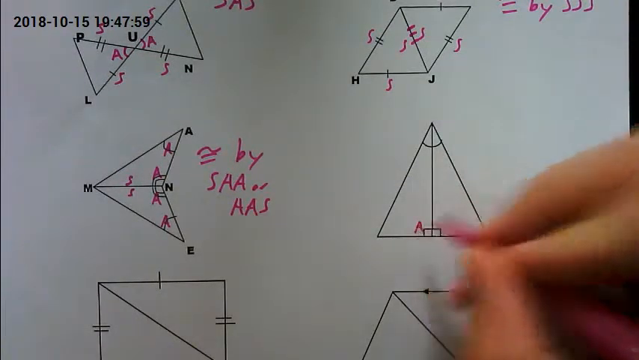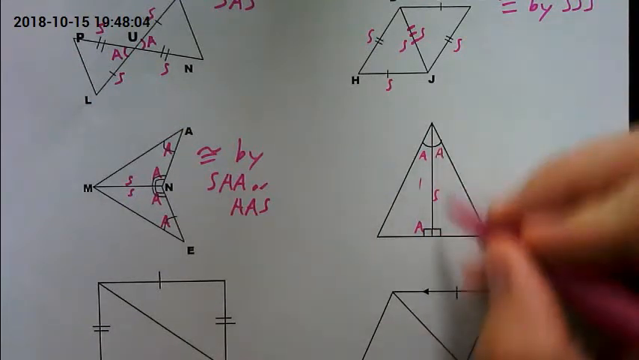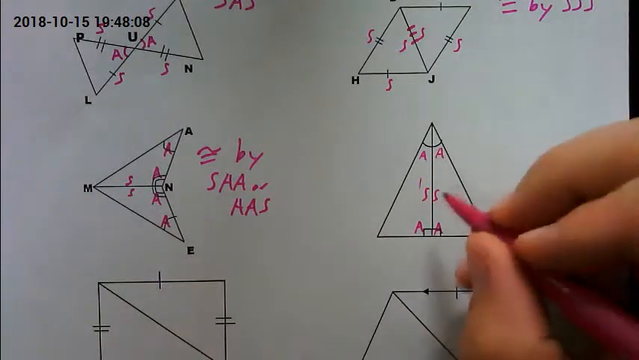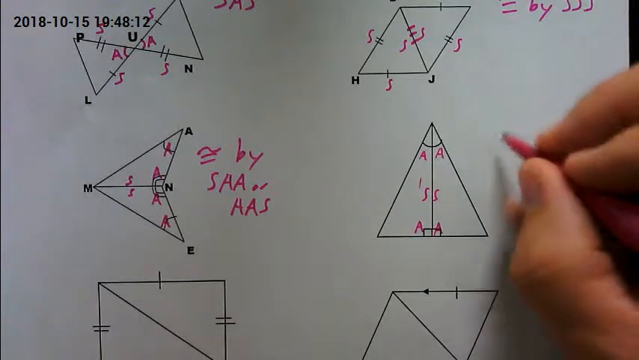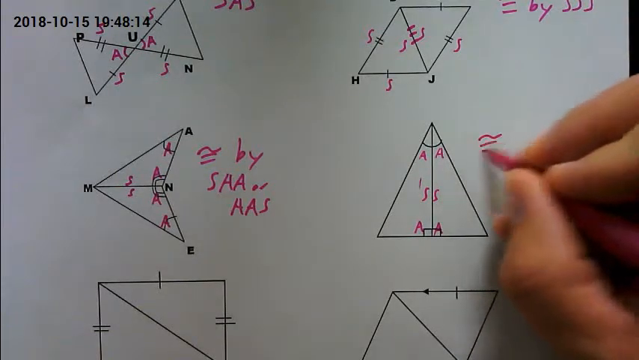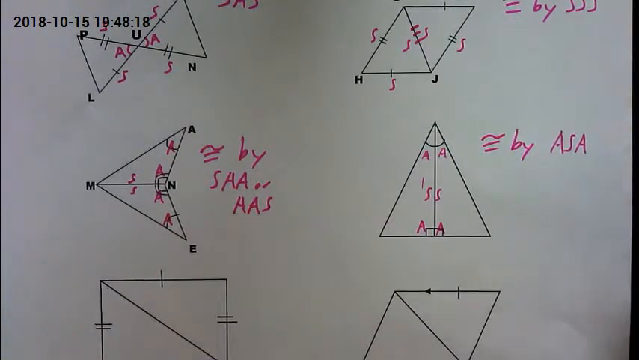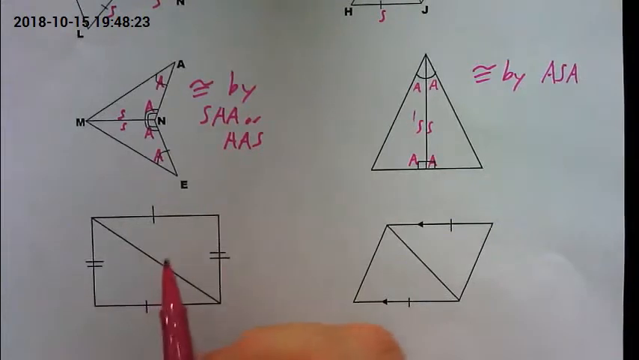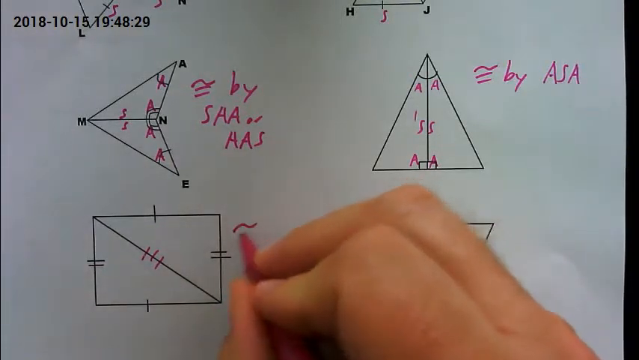On this one, we have 3 pieces. We have the angle, angle, and side of this triangle, and then angle, angle, and a side of this triangle. But now this time, the side is in between the 2 angles. Therefore, it's an included side. So we have congruent by ASA. On this one, we have 2 sides given to us, plus the one that they're sharing in the middle. So this would also be congruent by side, side, side.